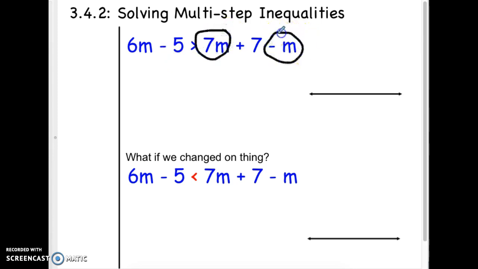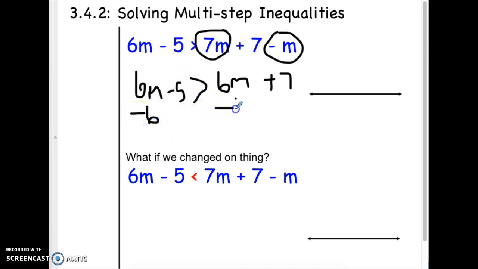So here we talk about 7m and negative 7m to give me 6m. So 6m plus 7 is sitting on this side, and 6m minus 5 is sitting on this side. And what we have is a greater than. So then I look at it and I'm going to get rid of the 6m's. And I know I'm not writing the m's, sorry about that, you guys. But the 6m's cancel out.